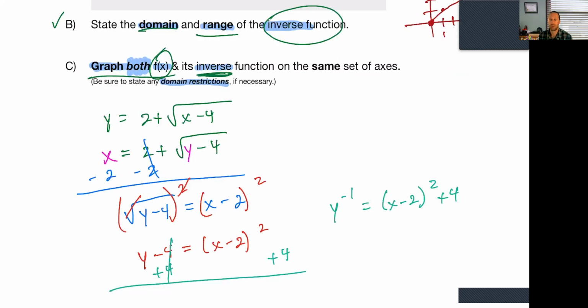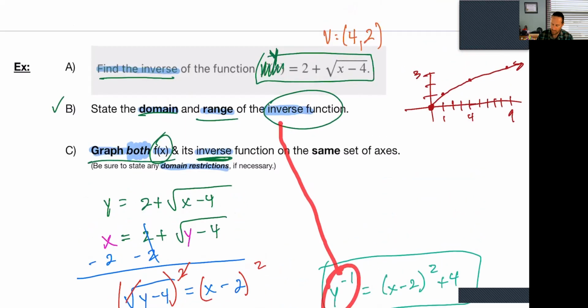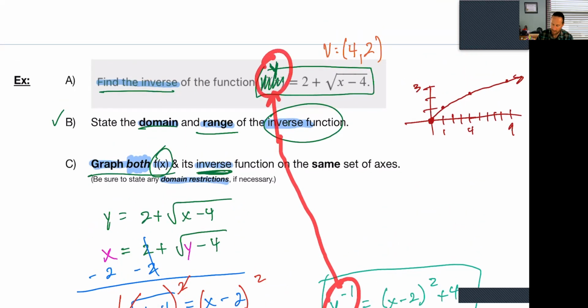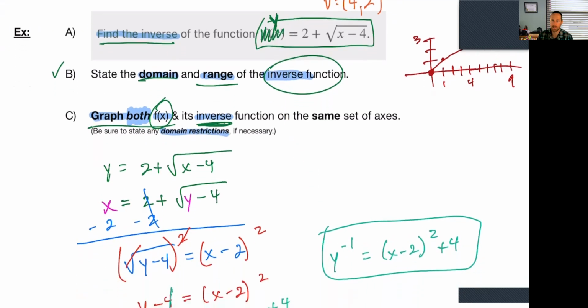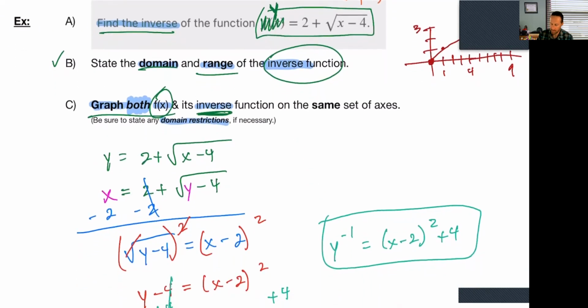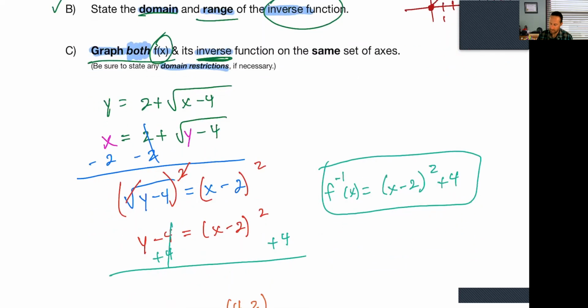And as you can see, we end up with this graph. Just don't forget, we replace the original f of x up here with the y. They're going to want you to replace it back so that they know that we're still talking about the same thing. So I'm going to have to just rewrite this as f to the -1 of x, or f inverse of x.